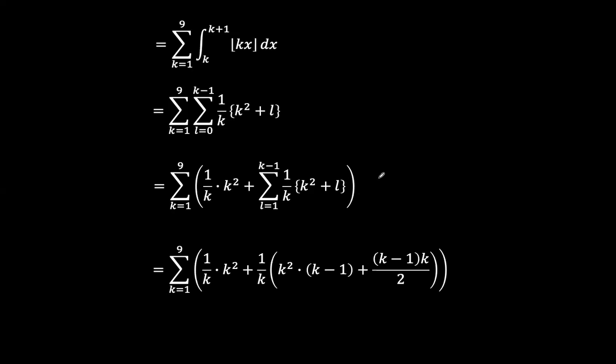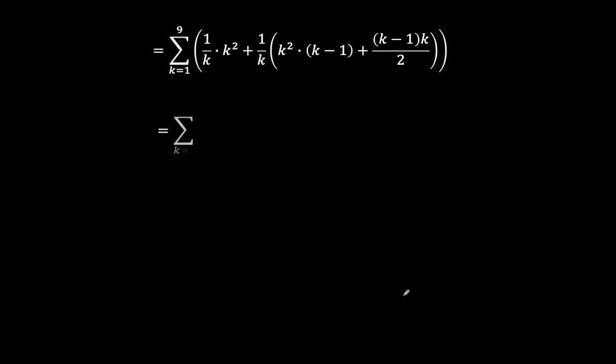this L here, using your arithmetic progression. So the summation of L from L equals 1 to n is the same as n over 2 times n plus 1, right? And so n here is k minus 1, which is here. n plus 1 is k, all over 2. That's what we've done here, right?